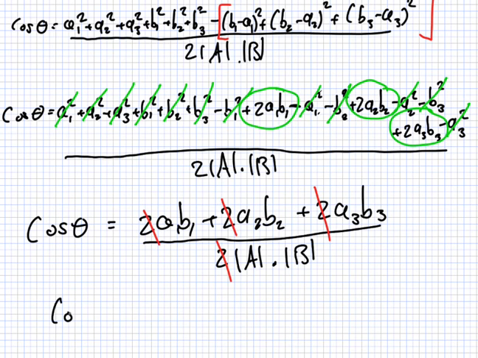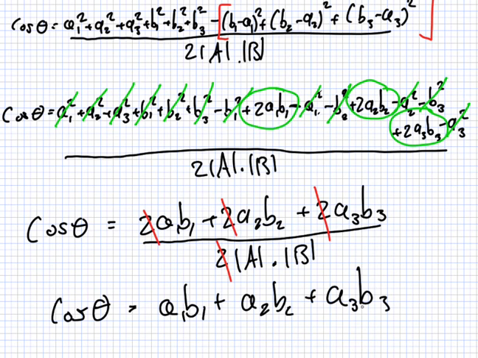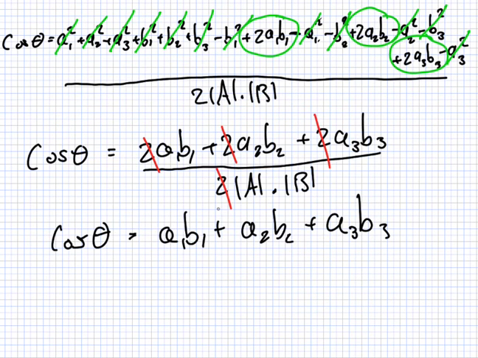So you get cos theta equals A1B1 plus A2B2 plus A3B3, all over magnitude of A times magnitude of B. But the top line should look familiar. What's the numerator here? Come on, it looks very familiar. The top line is what? Come on. What's the top line here? I think I heard someone say it.